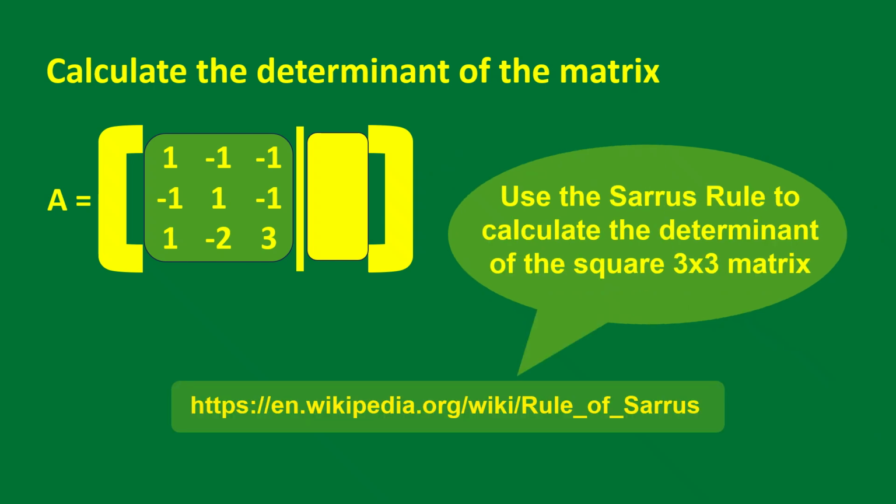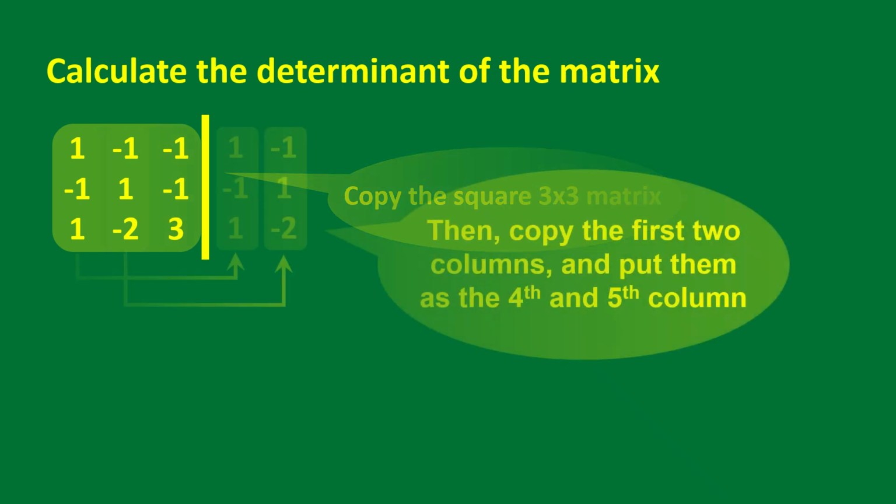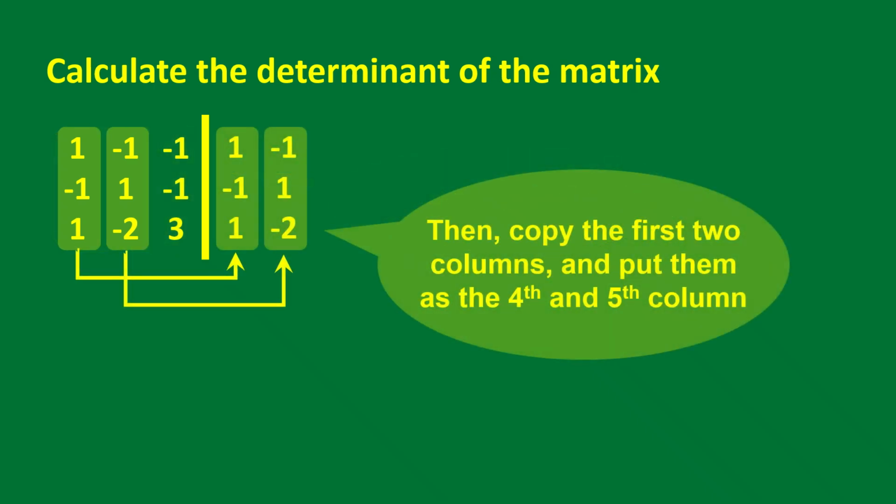For the calculation of the determinant of the matrix, I'm using the Sarrus rule. If you want to know in detail how the Sarrus rule works, you can check the reference site below. In applying the Sarrus rule, first we copy the square 3 by 3 matrix out of our initial matrix. Then we also need to copy the first two columns of the matrix and use them as the fourth and the fifth column respectively.